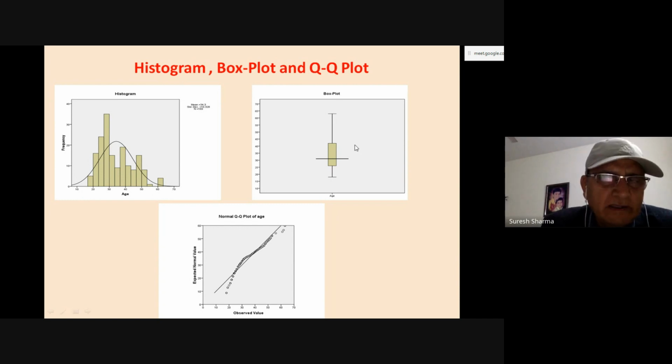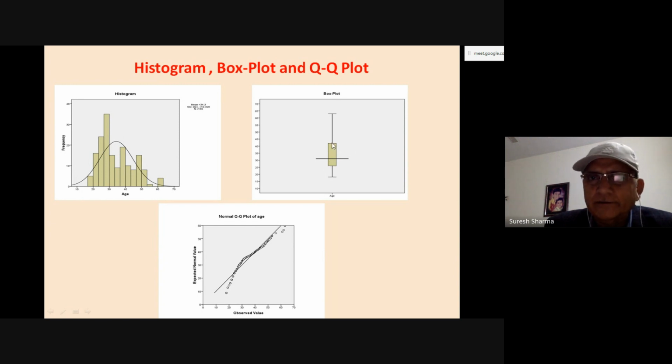The second plot is called the box plot. Box plot is very easy to compute. Today we will do it. For example, the lower end of the box is placed against the Q1 value. Q1 means, as I computed yesterday, that 25% of the observations will be below this point and 75% above this point. The upper end of the box is placed against Q3. And there is a box between Q1 and Q3.